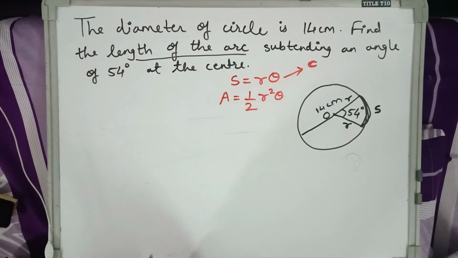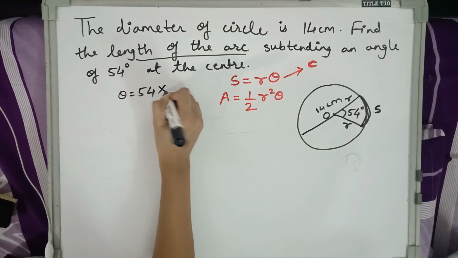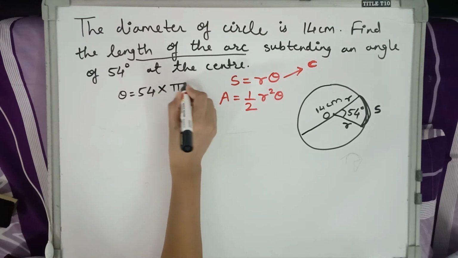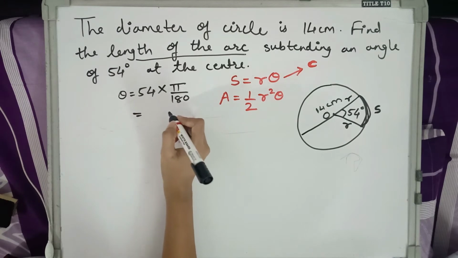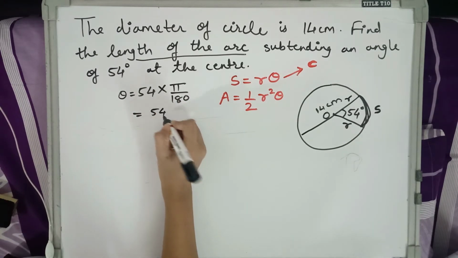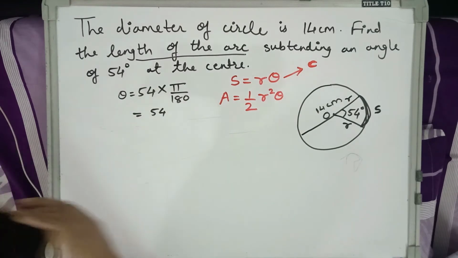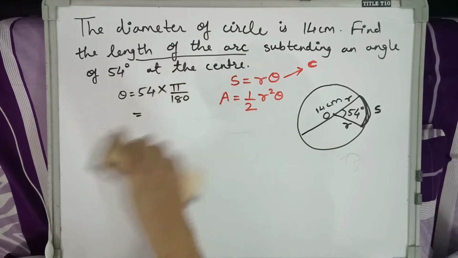We will convert 54 degrees. Theta is equal to 54. To convert degree into radian, we have to multiply by pi by 180. So our theta will be 54 by 180 into pi.